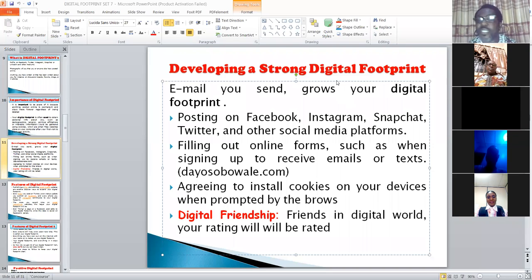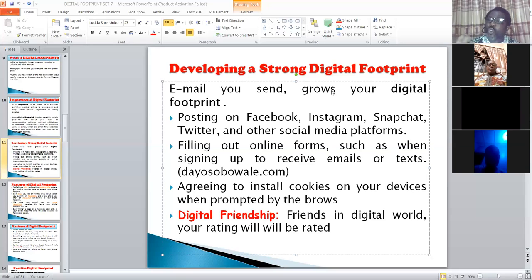Yeah, let me tell you one thing. If a thief is following you, you are not at fault. If you follow a thief, you are in trouble. When a thief follows you, you know you don't know. But when you follow people, do you know who you are following? There should be a reason why you are following them. There's a reason why you are subscribing. Digital friendship. You should be very careful.